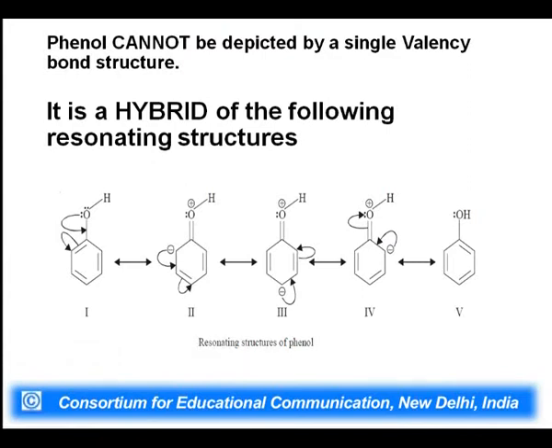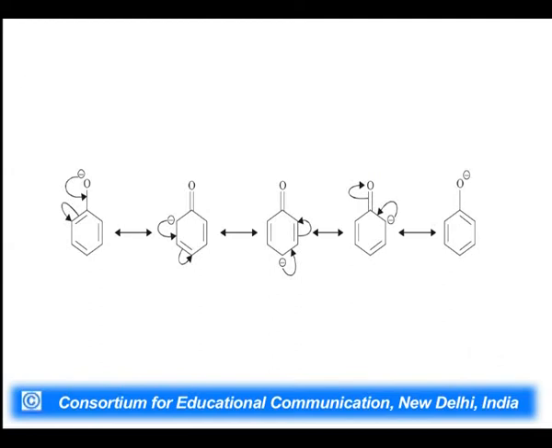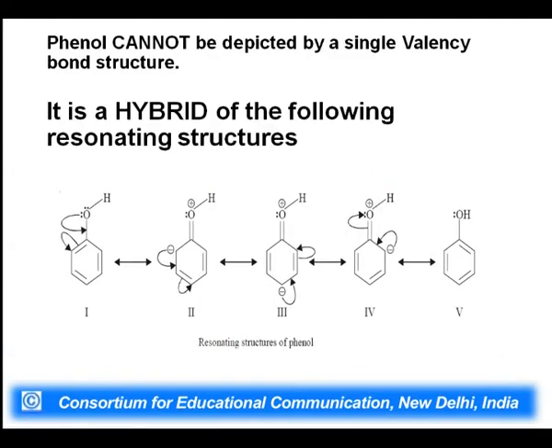As we know, all the properties of phenol cannot be represented by a single valency bond structure. It is a hybrid of the following resonating structures. And if you look into the second, third and fourth structures, what we find here is that in these cases, oxygen has a positive charge on it. Since oxygen has a positive charge on it, it will pull electrons towards itself from the OH bond, as a result of which this OH bond will become weak and this H will be given off as a proton. So if we are comparing alcohols with phenols, we can say phenols will be more acidic as compared to alcohols, because the cleavage of this bond is easier as compared to the OH bond in alcohols.